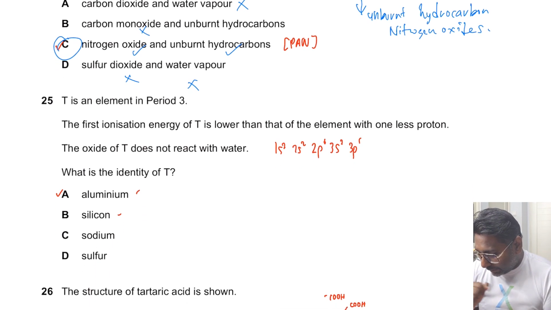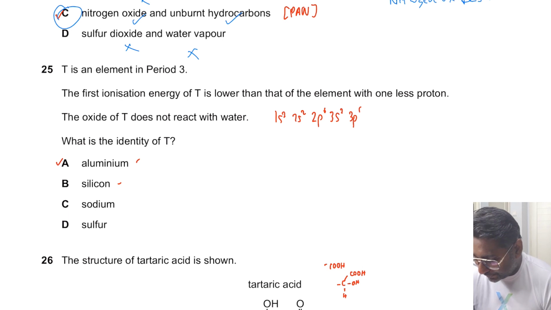Now 25. T is an element of period 3. The first ionization energy of T is lower than the element with one less proton. The oxide of T does not react with water. If you look at the oxides, sodium oxide reacts with water, so it cannot be the answer. Aluminium oxide does not react with water.